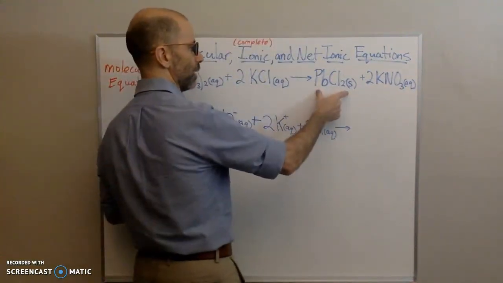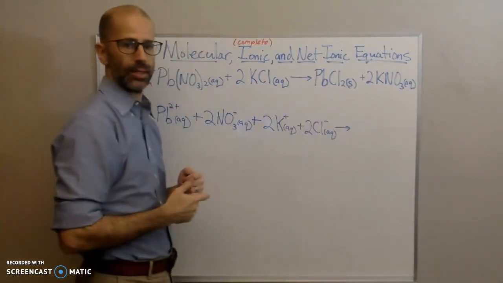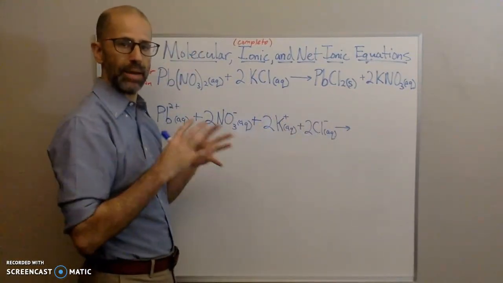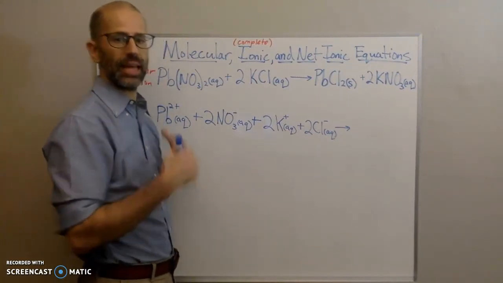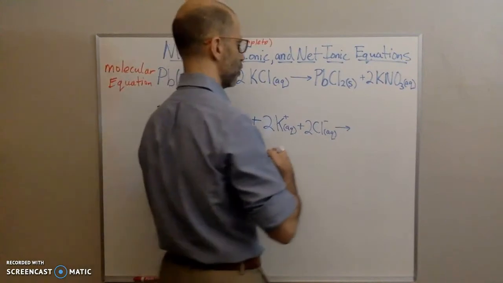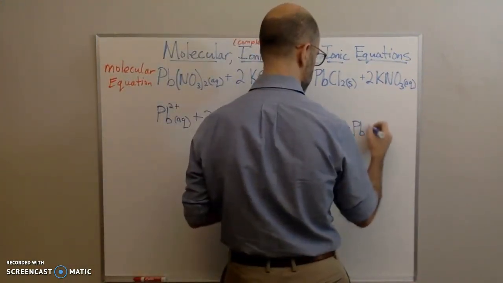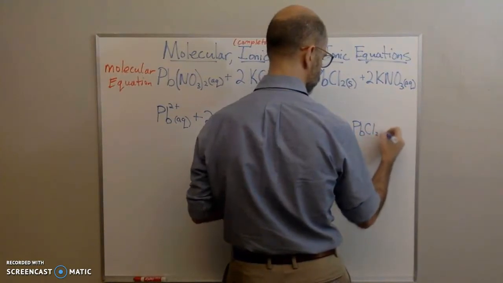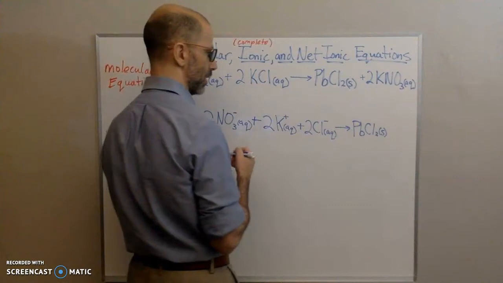So here's my arrow to the products. And I get to my lead(II) chloride. So lead(II) chloride is a solid. So those are together. So I'm not going to separate those into its ions. I'm only separating the aqueous solutions into the ions. So here, I'm just going to write PbCl2 solid. So that's going to stay the same. I'm not going to separate that.